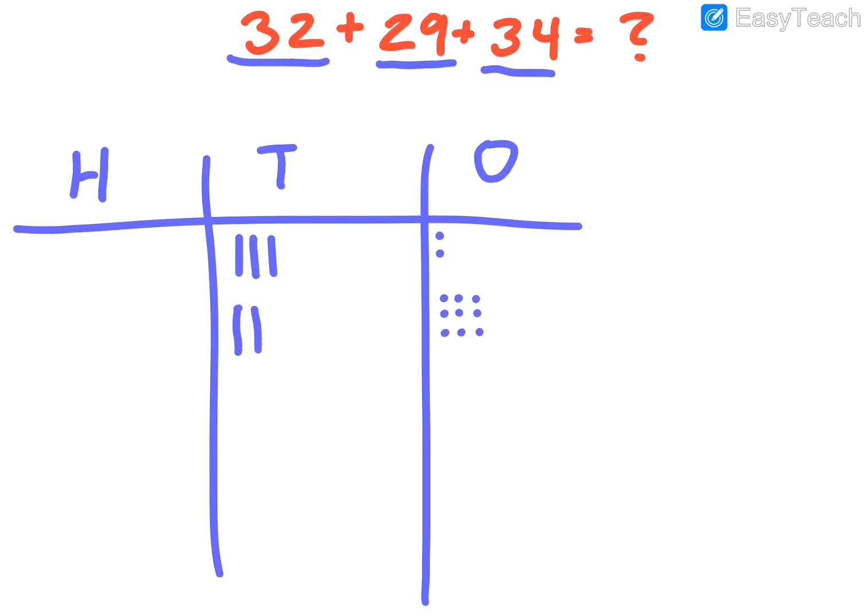And finally, we have the number 34. I see I have 3 tens: 1, 2, 3. I have 4 ones: 1, 2, 3, and 4. Now all I'm going to do is add all these numbers together.